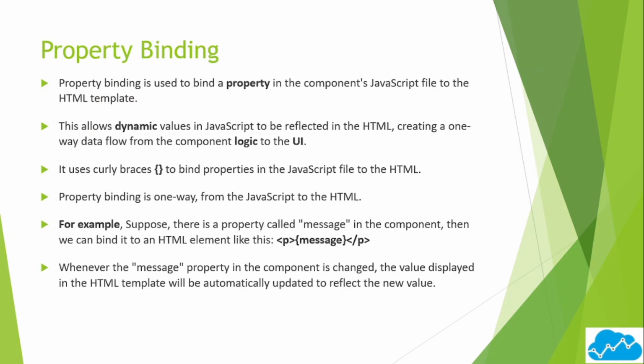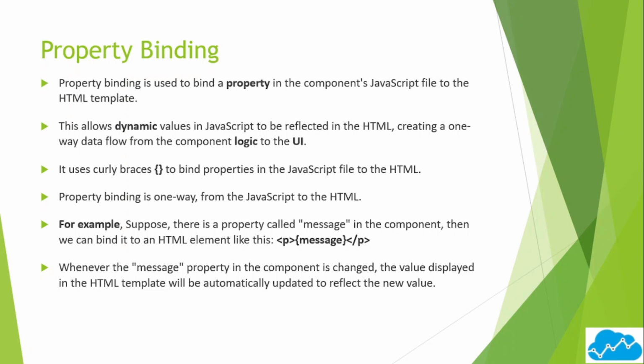Property binding is used to bind a property in the component's JavaScript file to the HTML file. So we are defining the property in the JavaScript file of the component, and we are putting this property within the curly braces in the HTML template so that data is getting visible in the UI. This allows dynamic values in the JavaScript to be reflected in the HTML, creating a one-way data flow from the component logic to the user interface.